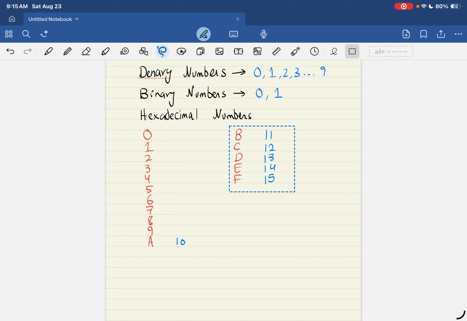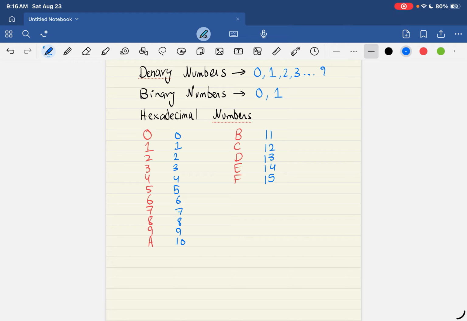Now one can ask why we do not have values after 15. That's just a convention that we follow. For the rest of the values, the values themselves represent their denary equivalent as well.